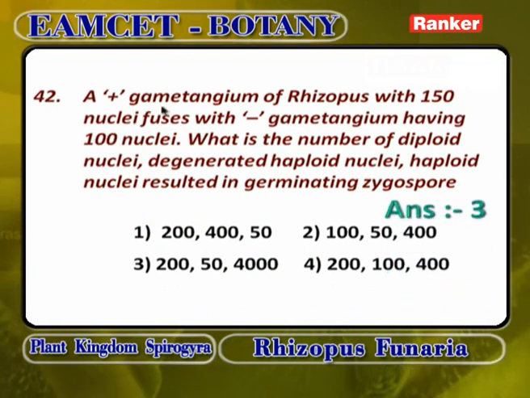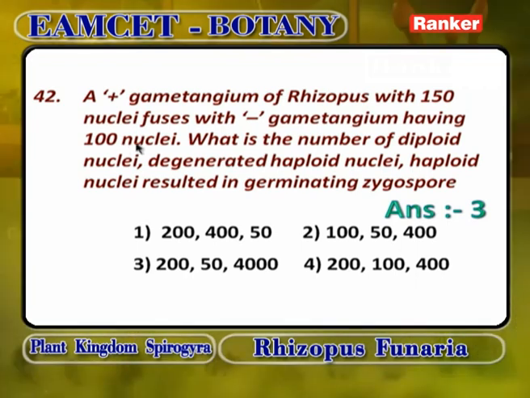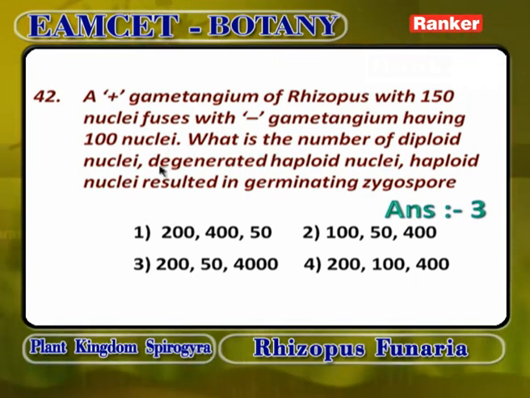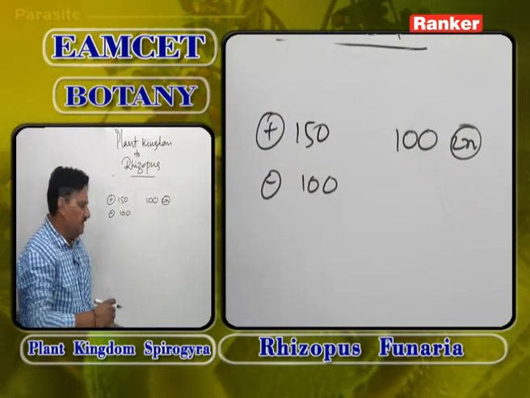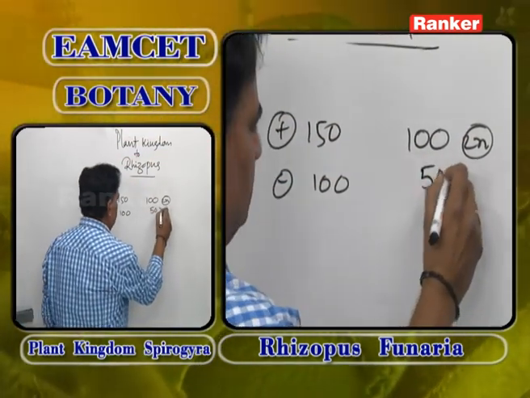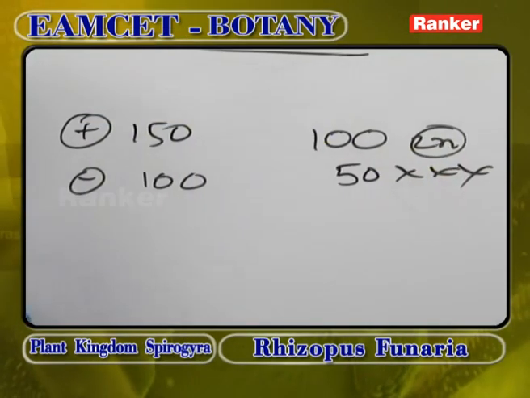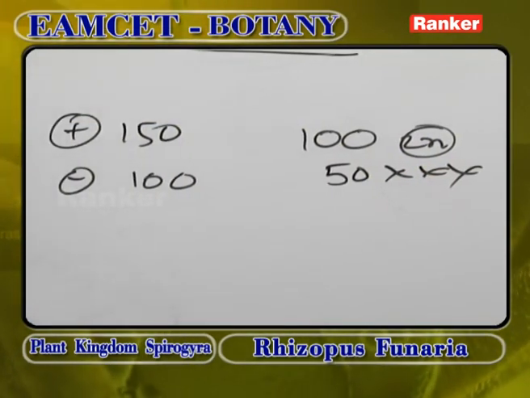A plus gametangium of Rhizopus with 150 nuclei fuses with a minus gametangium having 100 nuclei. What is the diploid number of nuclei? 150 in plus, 100 in minus. So, diploid nuclei will be 100. Degenerated haploid nuclei will be 50.